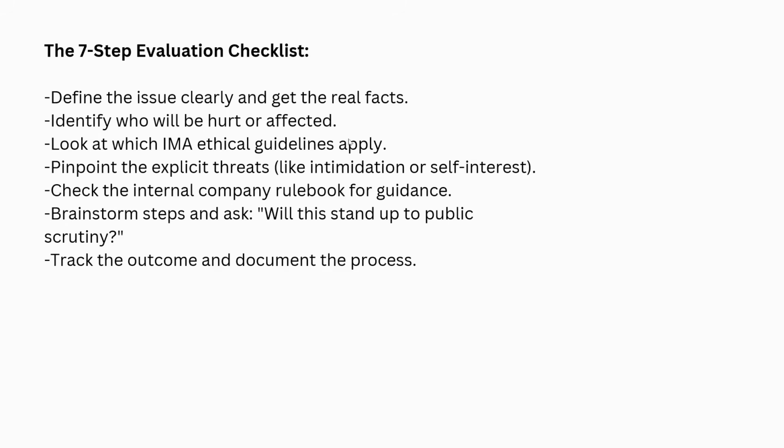Okay, there is a seven-step evaluation checklist we can see. The first one is to define the issue clearly and get the real facts. Secondly, identify who will be hurt or affected, like your supervisor or the head of the department. Then look at which IMA ethical guidelines apply, then pinpoint the explicit threats like intimidation or self-interest, then check the internal company rule books or guidelines, then brainstorm steps and ask, will it stand up to public scrutiny, and the last one is track the outcome and document the process. So this checklist will help you evaluate what you should do and make the proper decision.